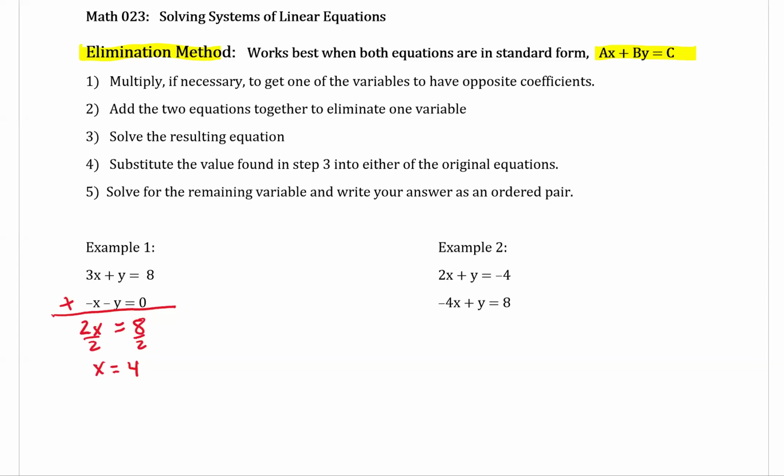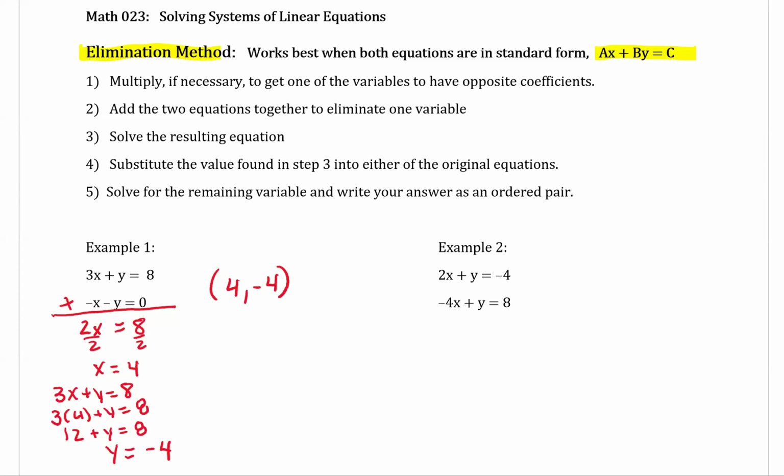I'm going to select the first equation. So I have 3x plus y equals 8. I'm going to plug in that 4 for x. 12 plus y equals 8. Subtract 12 from both sides, and y is equal to negative 4. So step 5 was to solve for the remaining variable and write your answer as an ordered pair. x is 4 and y is negative 4.